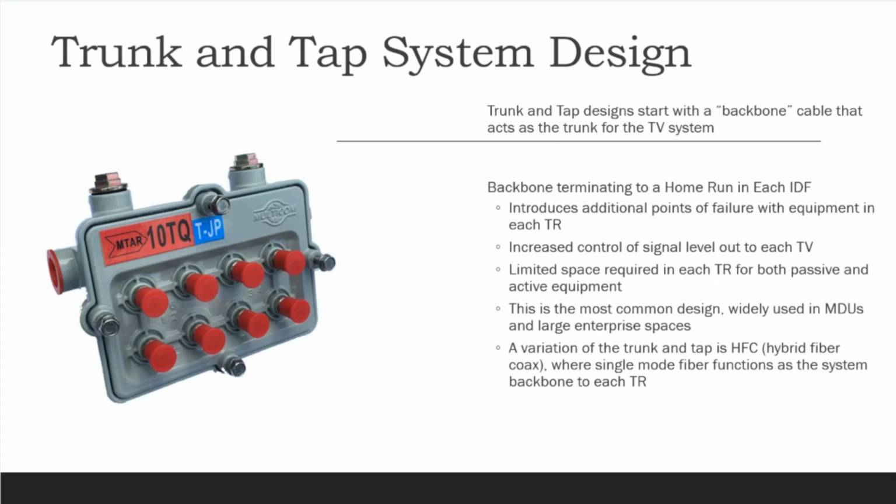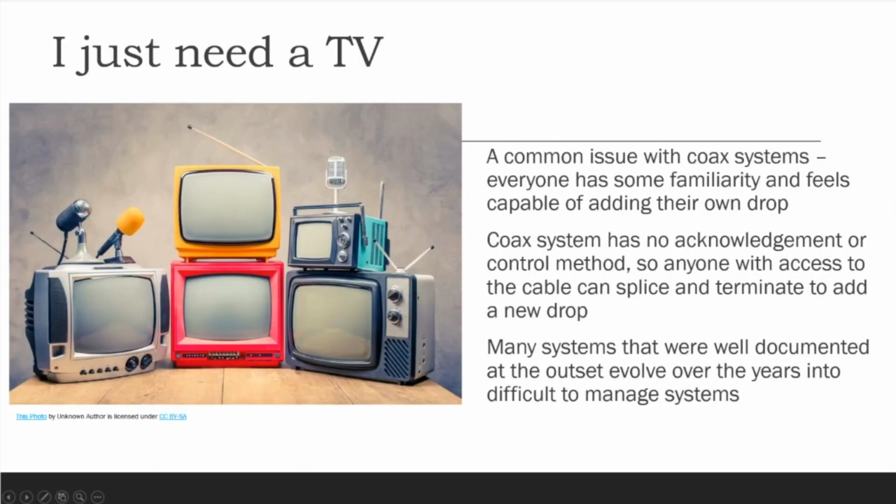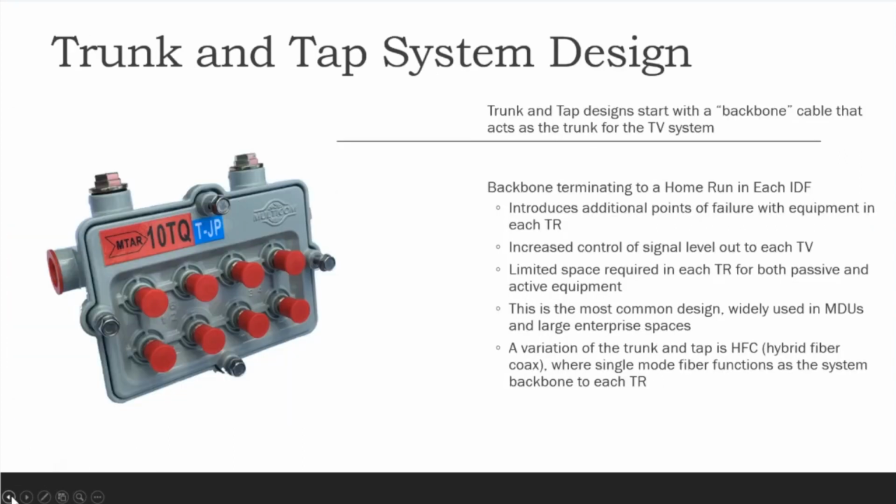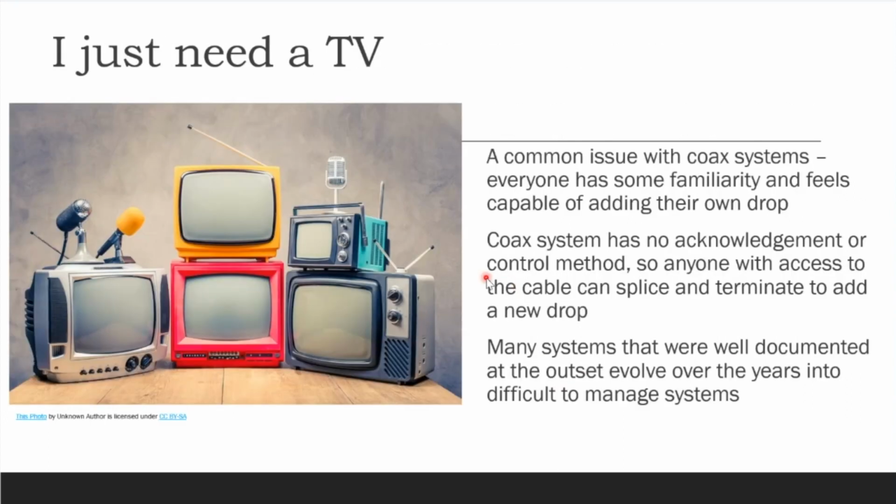So that's definitely something that we're starting to see a lot more of. I will pull out a specific design for that in just a few minutes, but this last bullet here, the variation of the trunk and tap system being HFC is something that we definitely spend a little bit of time with. I'm going to switch to laser pointer here so I can highlight that without switching. There you go. So that's what we're talking about right now, the variation of the trunk and tap, which is the hybrid fiber coax system, which we're starting to see a lot more of.